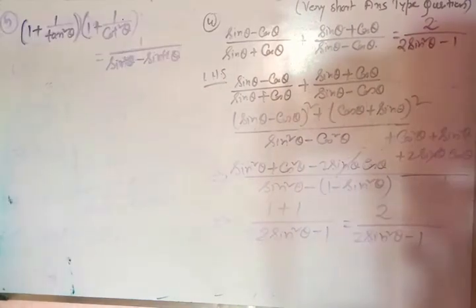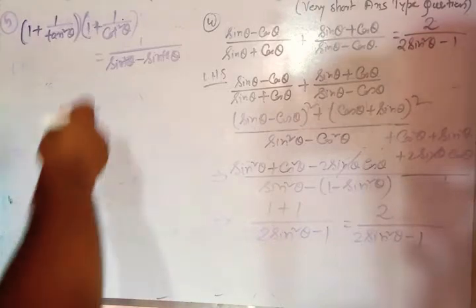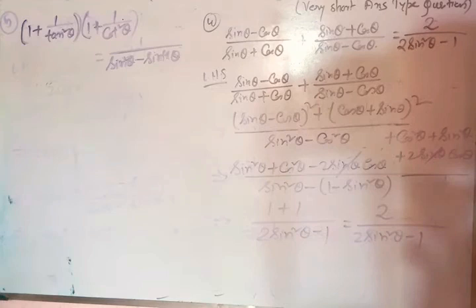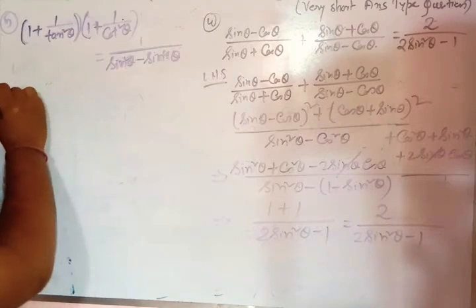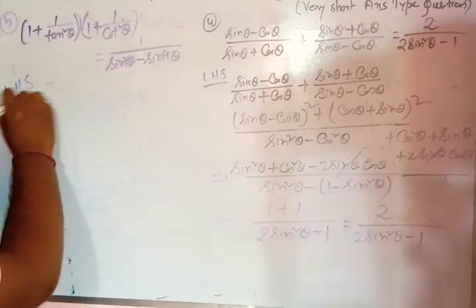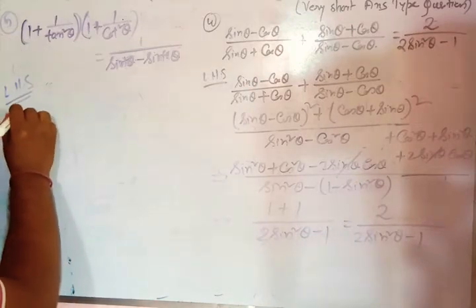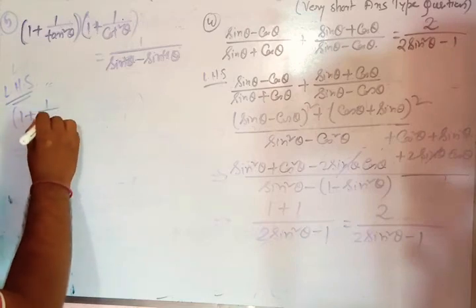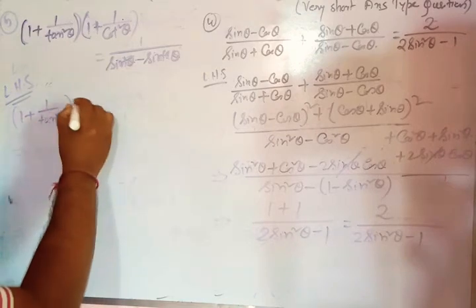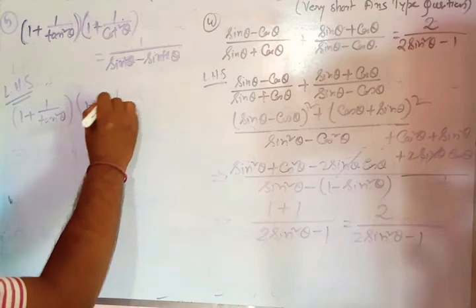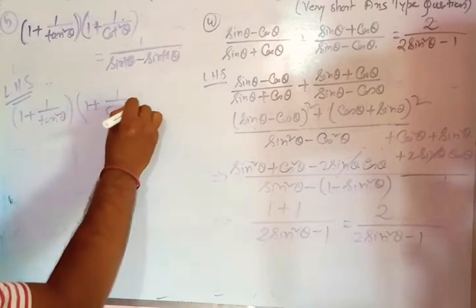So here, given the question: (1 + 1/tan²θ)(1 + 1/cot²θ) equals 1/(sin²θ) minus sin⁴θ. That's what we have to prove. So let us take the LHS. First we are taking LHS: 1 plus 1 by tan square theta, 1 plus 1 by cot square theta.